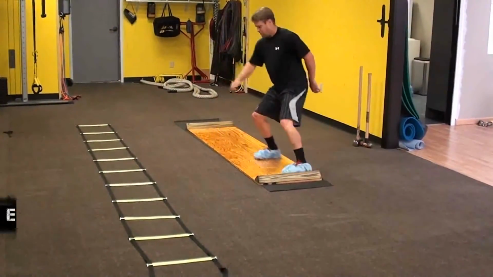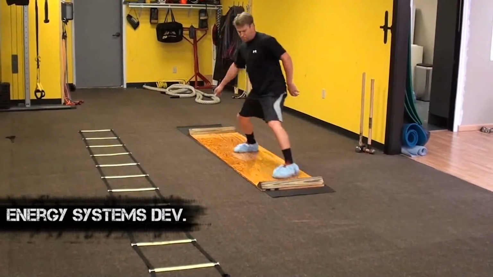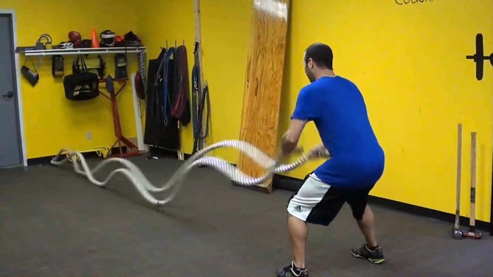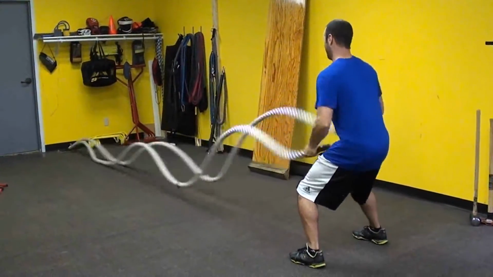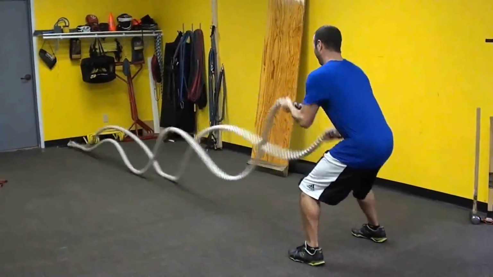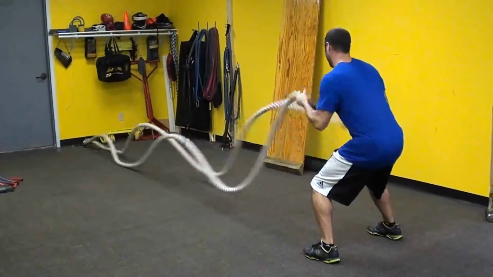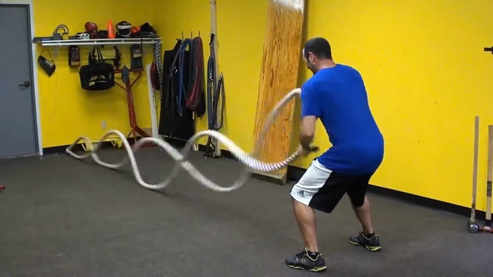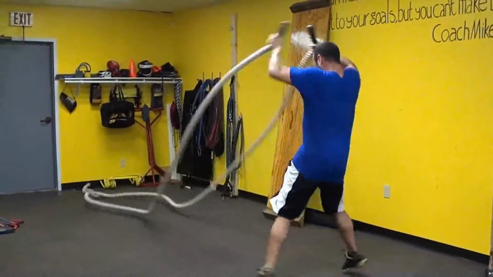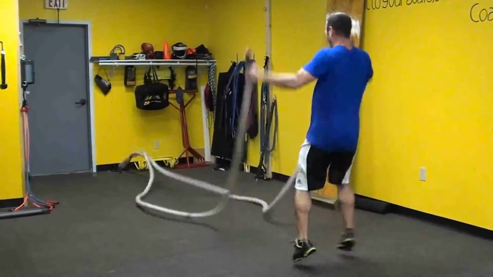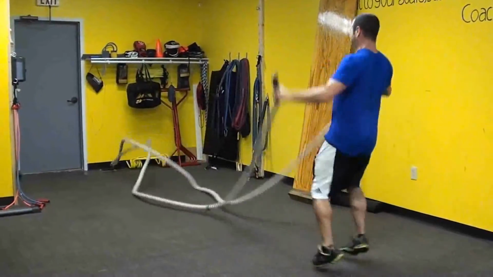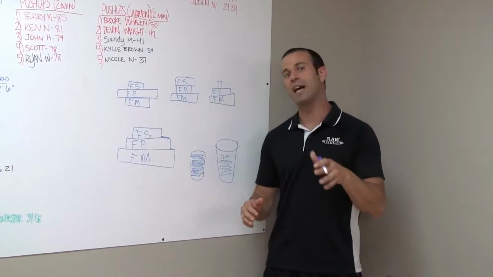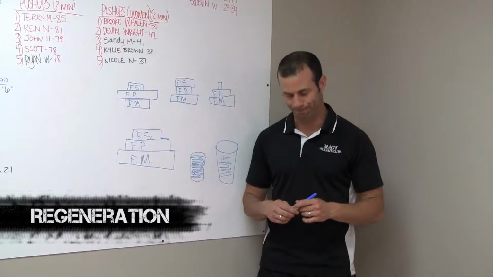The next component we have is energy systems development, or ESD. This is what a lot of coaches will commonly refer to as conditioning. Each sport has its own metabolic demands that it puts on the athlete. What we do is we assess your particular sport, and then we make your conditioning level set for that particular sport so that you are as fresh in the fourth quarter as you are in the first, or at least as fresh as you possibly can be. And then the last component we have is regeneration.